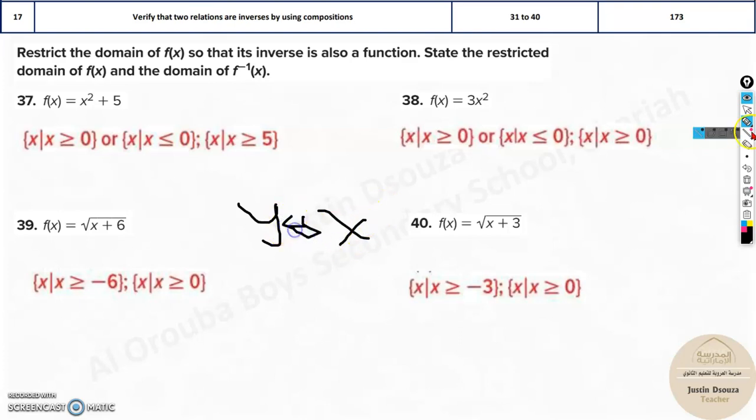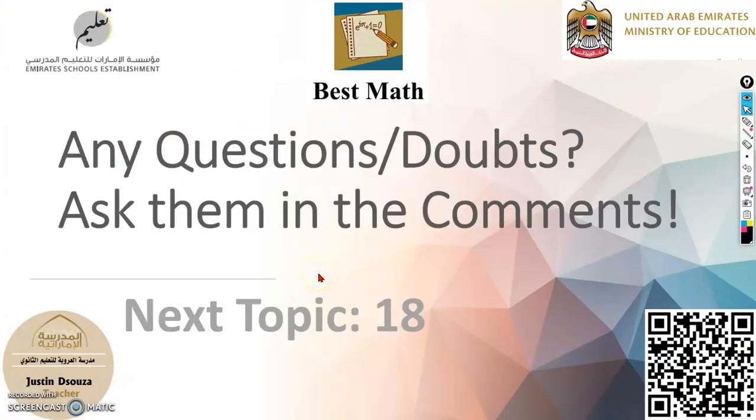It's swapped. So the inverse function's domain is basically the range of f of x. So that is it. Please go back and try to recall this video if you're getting confused, and then you can easily solve this type of problem. Solve it by yourself and then check the answers.